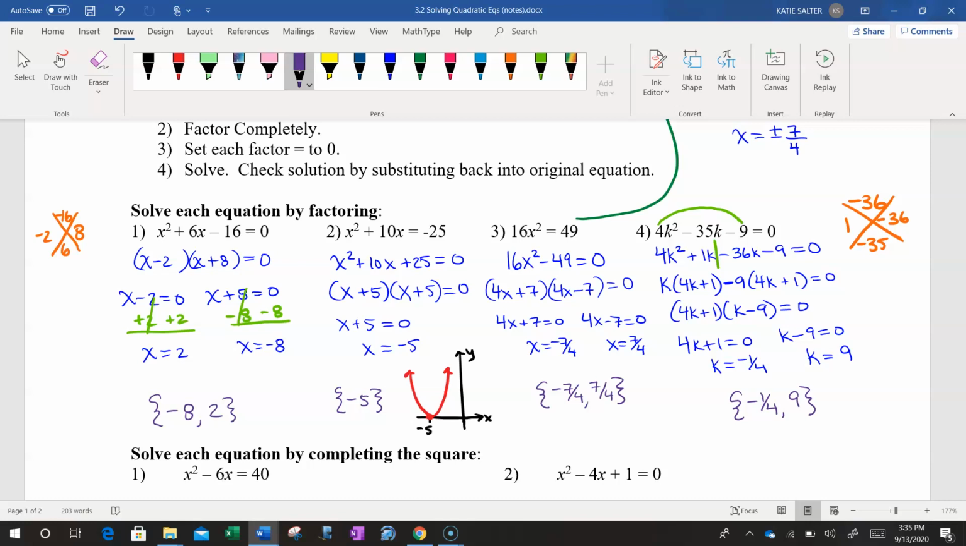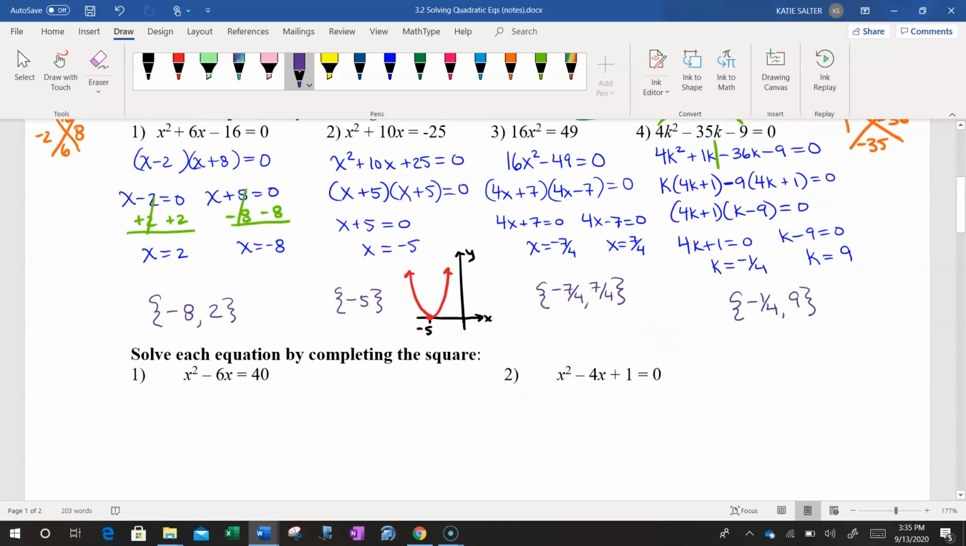All right, so for the next part, we're going to practice completing the square. Probably most people's least favorite method, but it's good that we go back through it because we have to know how to complete the square in order to put a quadratic function from standard form to vertex form, and we're also going to be using completing the square with circles later in this unit.